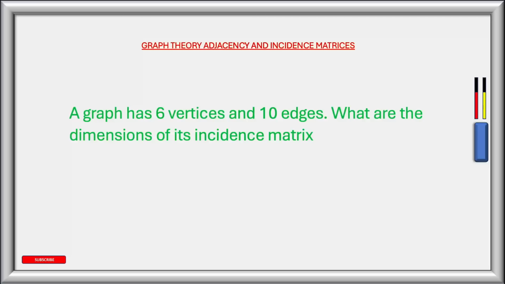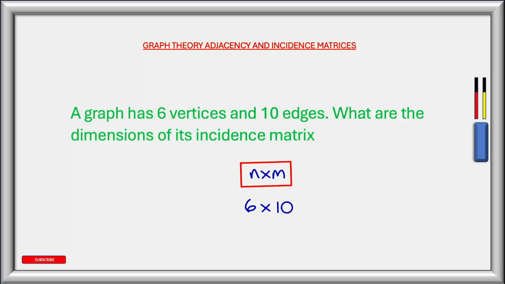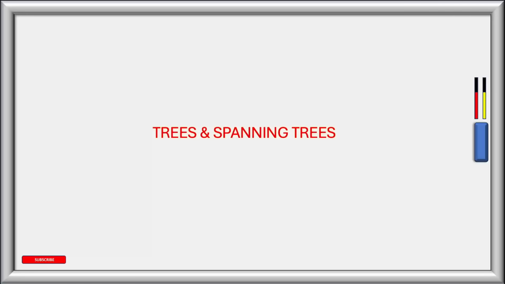And for challenge 4, if we have a graph with 6 vertices and 10 edges, what are the dimensions of its incidence matrix? If you'd like to play along, pause the video now. So the dimension of an incidence matrix is given by n by m, where n are the rows in the matrix and m are the columns. And the rows in an incidence matrix relate to vertices and the columns relate to edges. So in this case, we have 6 vertices, so 6 rows, and 10 edges, so 10 columns. So we have a 6 by 10 matrix.